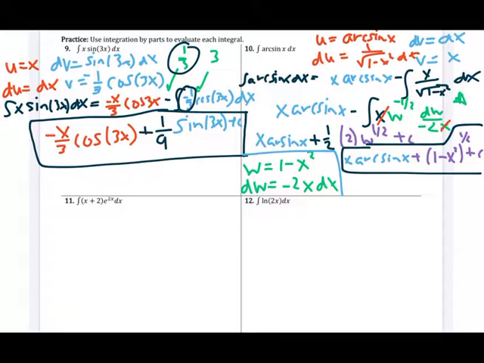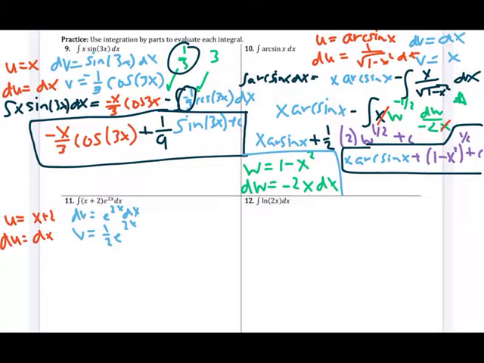And you are more than welcome, if you're starting to feel confident, to pause the video and try and work through these on your own. All right, on 11, I'm going to let u equal x plus 2. I'm going to let dv equal e to the 2x dx. That means that du is dx, and v is 1/2 e to the 2x.